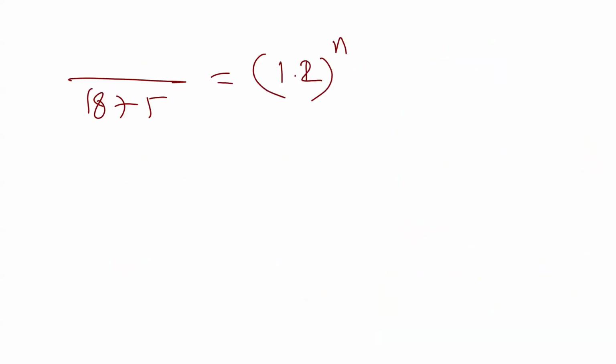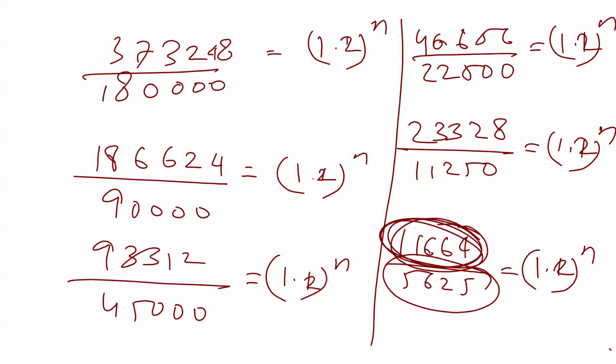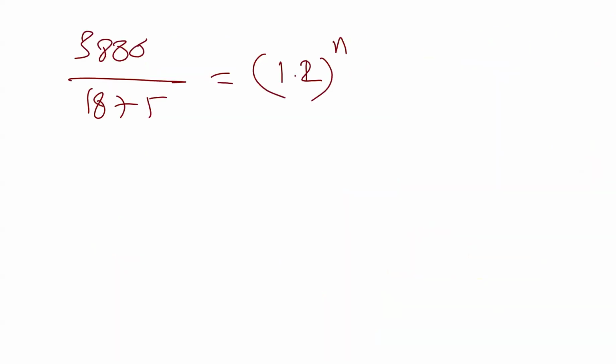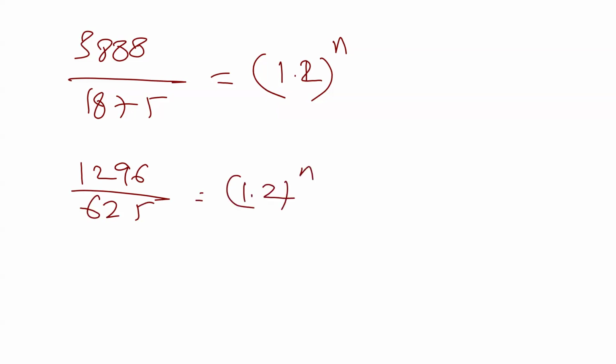And the numerator also we divided by 3 over here. 11664 divided by 3 is 3888. Are these numbers divisible by 3? We need to check that. Numerator, yes, it is divisible by 3: 24 plus 3. Denominator, that is 12 plus 6, 18. Yes, it's divisible by 3. So 1296 upon 1875 divided by 3, that is 625, 1.2 raised to n.